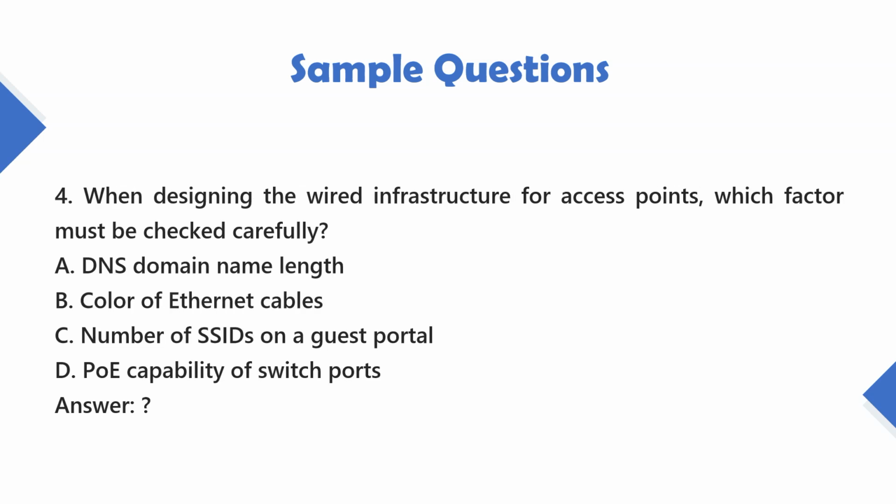4. When designing the wired infrastructure for access points, which factor must be checked carefully? A. DNS domain name length. B. Color of Ethernet cables. C. Number of SSIDs on a guest portal. D. PoE capability of switch ports.